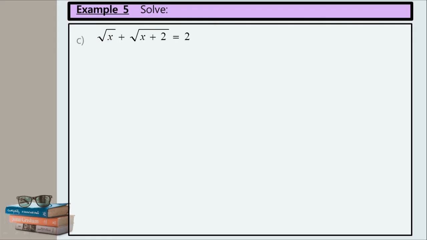Now we proceed to example 5C. Okay, we have set x plus set x plus 2 equal to 2. Okay, as I told you before, we can straight away square both sides. Okay, for this example. But for me, I will transfer set x ni ke belah kanan dulu. So now we will have set x plus 2 equal to 2 minus set x. Okay, after this, barulah saya akan square both side.